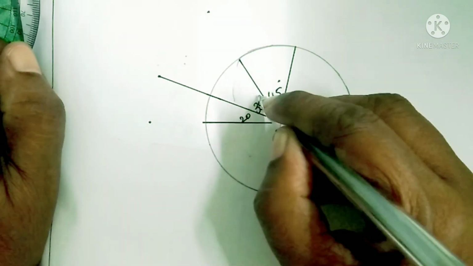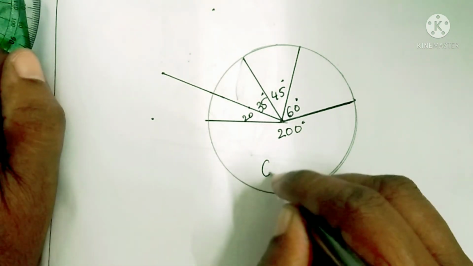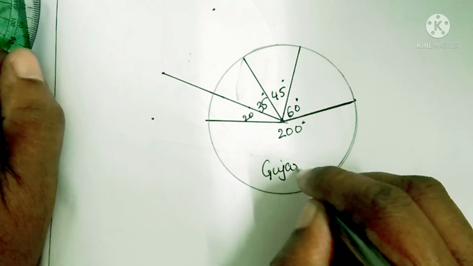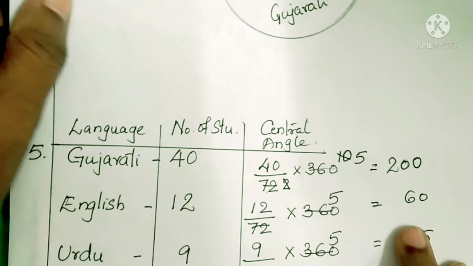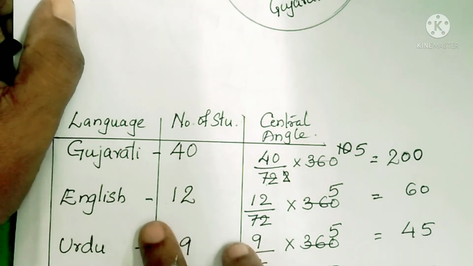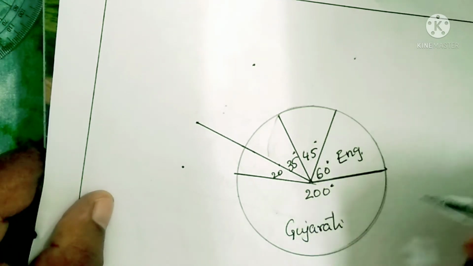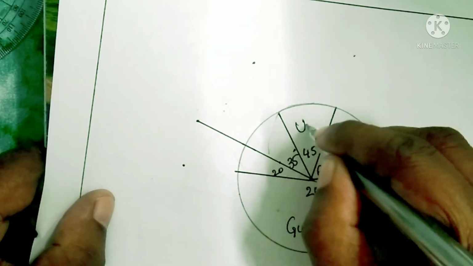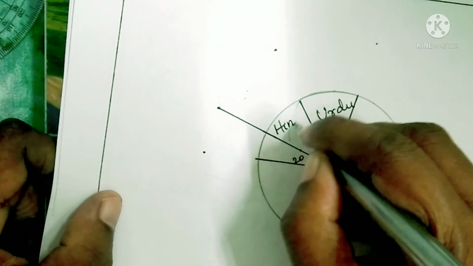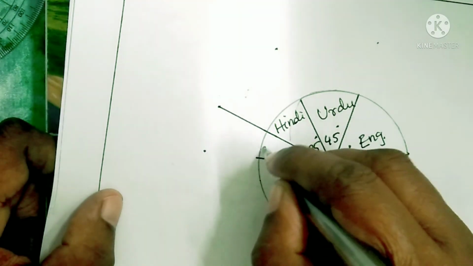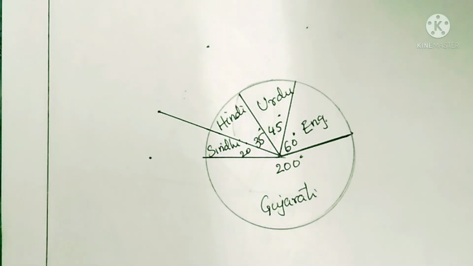Now when you say 40 people, it shows Gujarati. So you write here Gujarati. Then 60 degree is shown by 12, that is English. So here it is English. Then 9 by Urdu. So here it is Urdu, and then 7 Hindi. So here it is Hindi, and the last is Sindhi. So your picture is ready here.